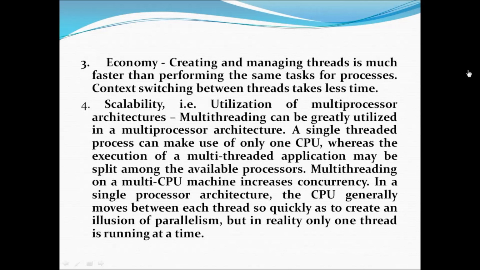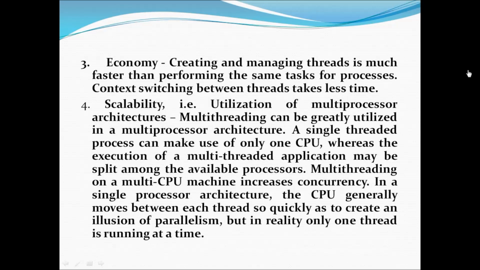Next is scalability. So what is scalability? Scalability means you can utilize the multiprocessor architecture. For example, multi-threading can be greatly utilized in a multiprocessor architecture. In a single-threaded process, it can use only one CPU, whereas in the execution of a multi-threaded application, you can use multiple CPUs. That means you can create as many threads as you want, thereby you can increase the concurrency.